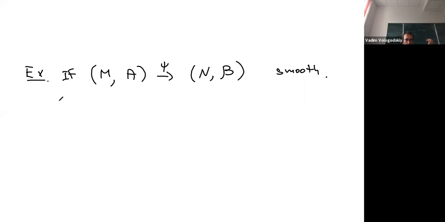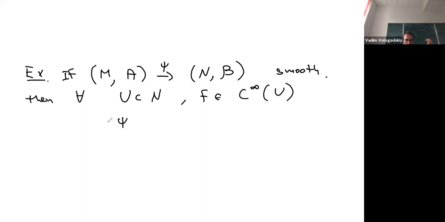So let me explain this. For every open U in N and f, which is a C infinity function on U, the function psi composed with f is a smooth function on psi inverse of U. More generally, it's true that a restriction of a smooth map of smooth manifolds to an open subset is also smooth.